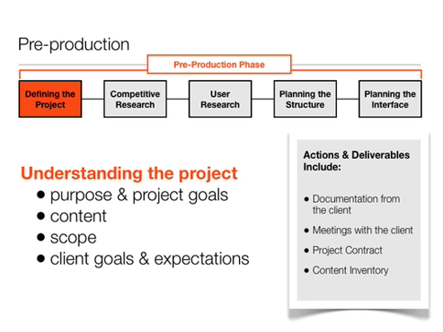Deliverables for this phase of the pre-production include documentation from the client, meeting with the client, a project contract that states what you will deliver to the client, and a content inventory that lists the content that the client already has and what will need to be created.